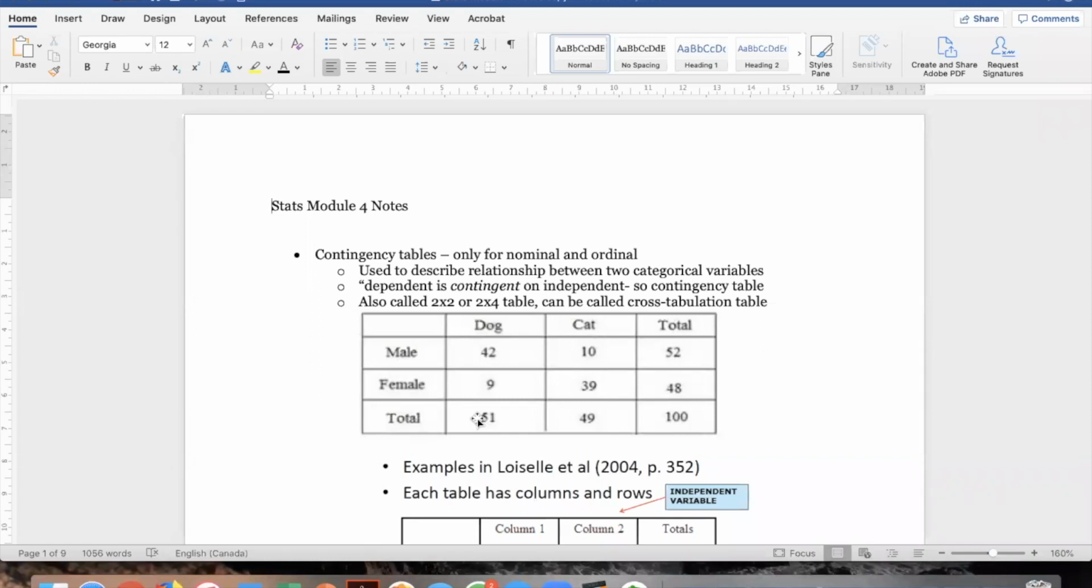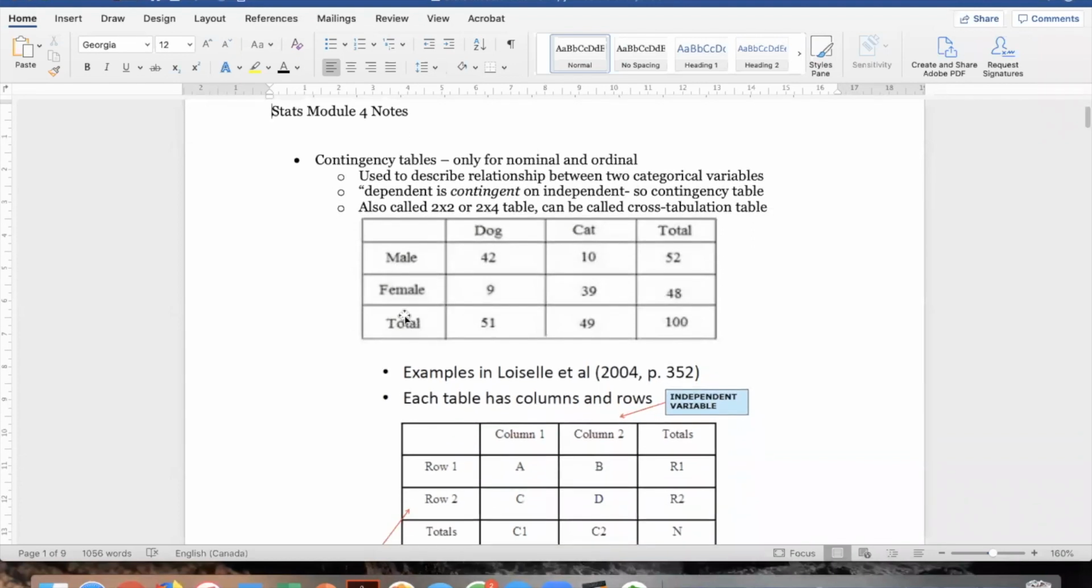Okay, so let's talk about contingency tables. This is a way that we analyze data that's not continuous. What we did last time with our interval and ratio data, we can't do that with nominal and ordinal data. I think everyone understands why, right? We looked at that before. But we can still describe the relationship between the variables.